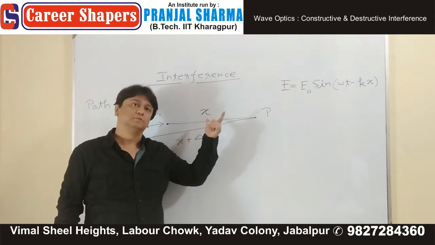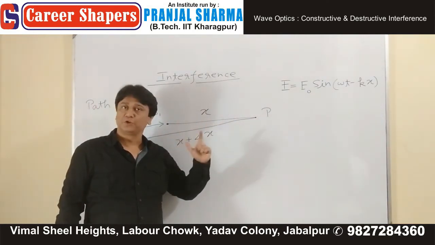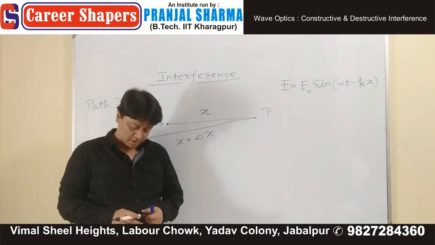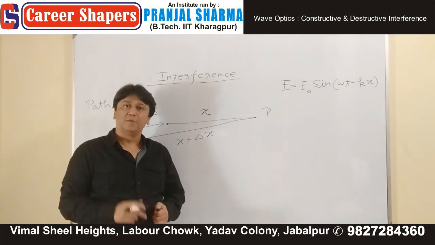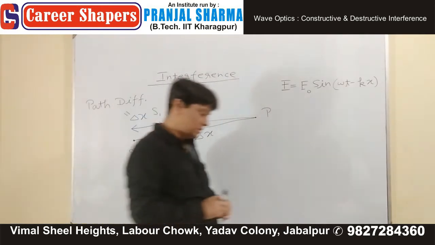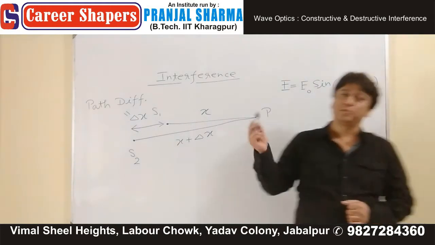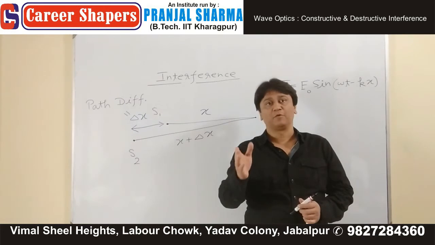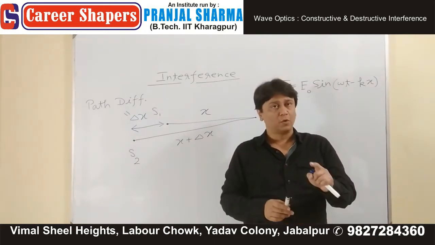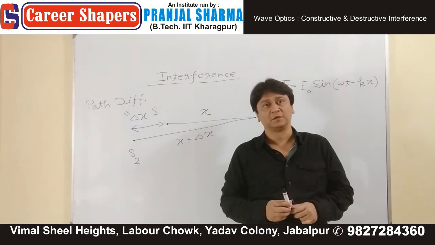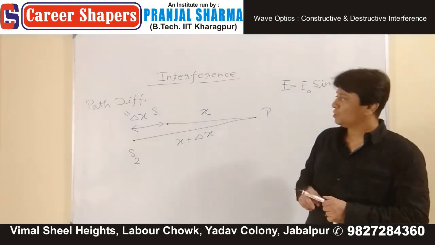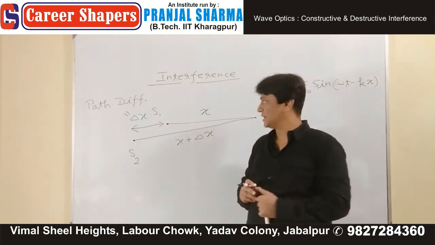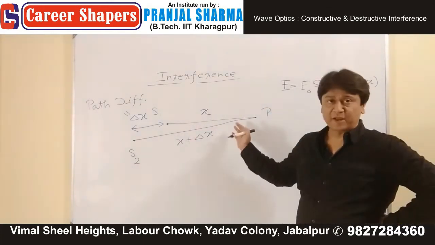Interference means superposition of two simple harmonic motions. And maybe you remember this from 11th. When you superimpose two simple harmonic motions of the same frequency, then only the resultant motion is simple harmonic. So both S1 and S2 are of the same frequency. We'll write these points later on.